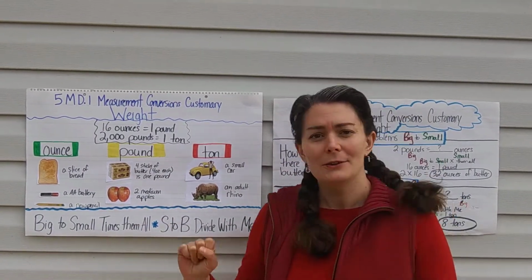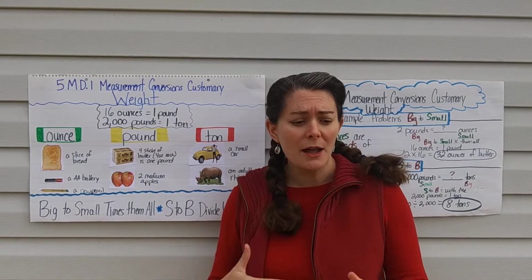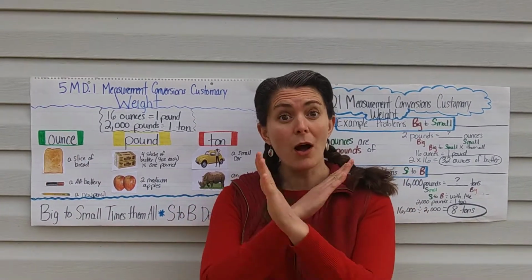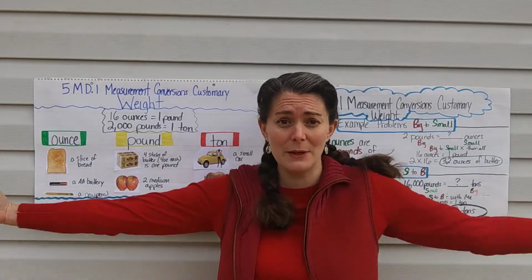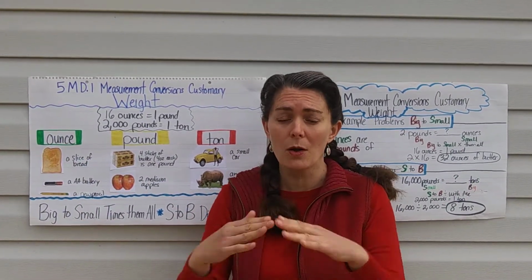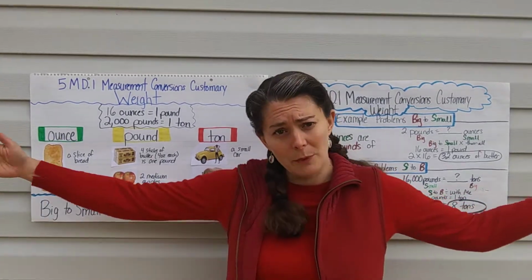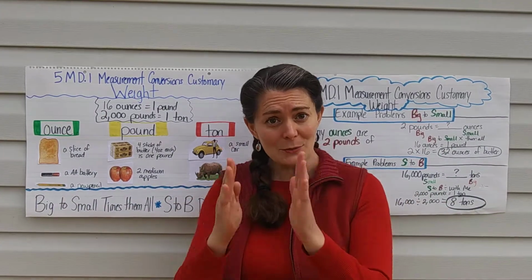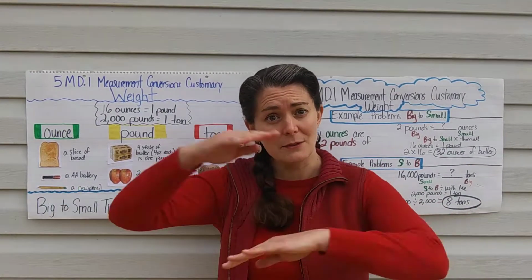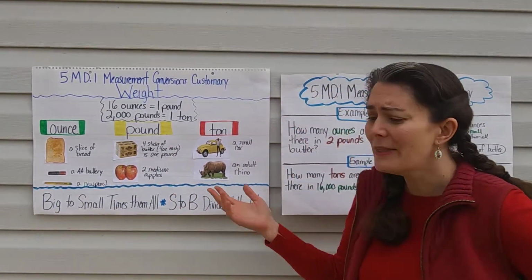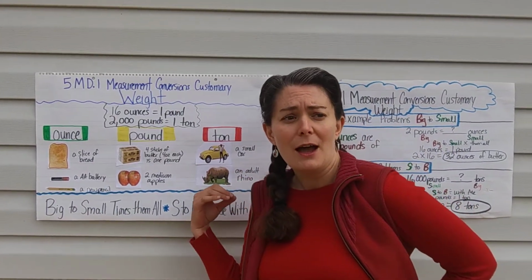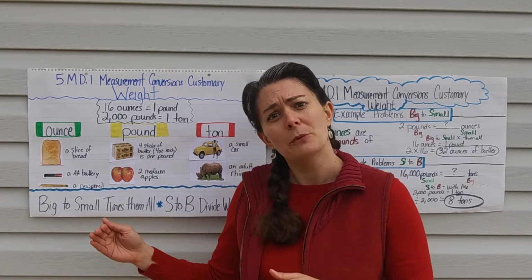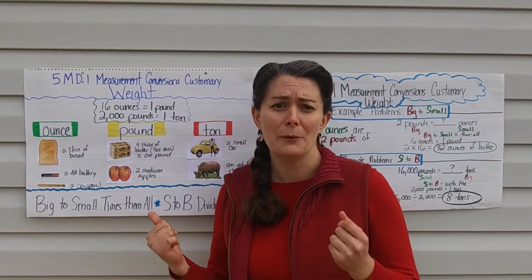You're still going to be using that same mnemonic that we practiced, which was big to small, times them all, S to B, divide with me. And of course that S means small, and then B is the big. When we apply that to our conversion problems, we're looking at which units are the small units, which units are the bigger units, and that tells us which operation to use.